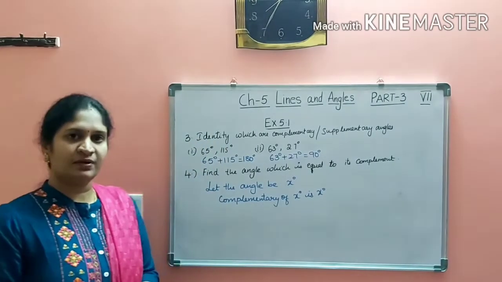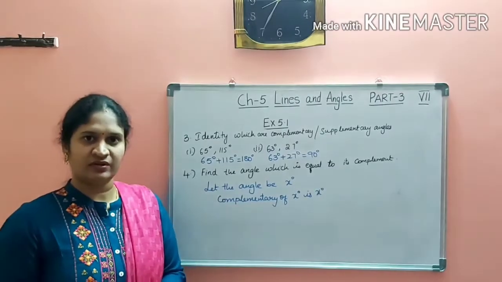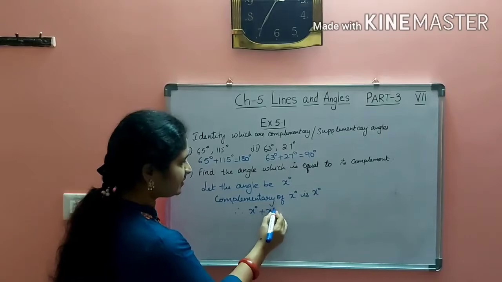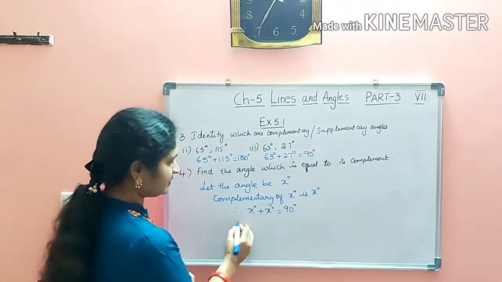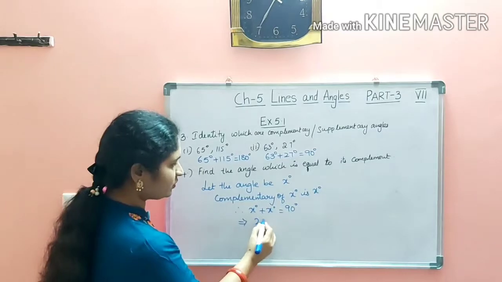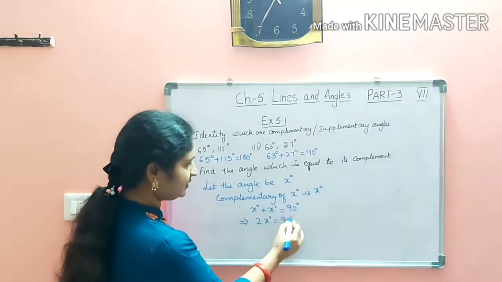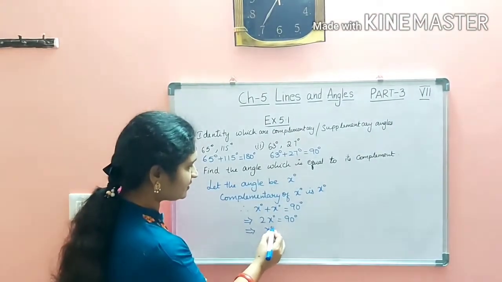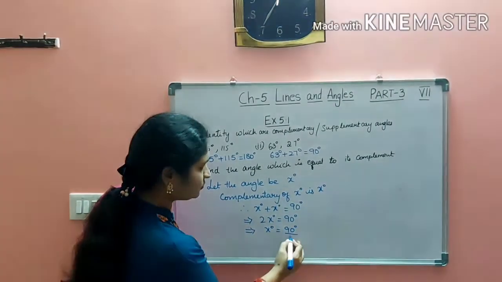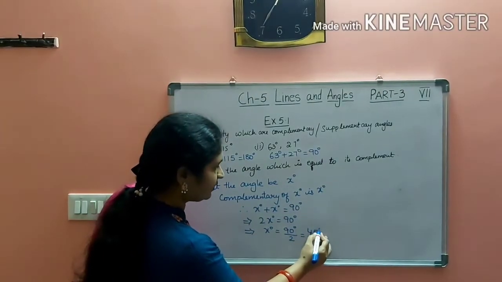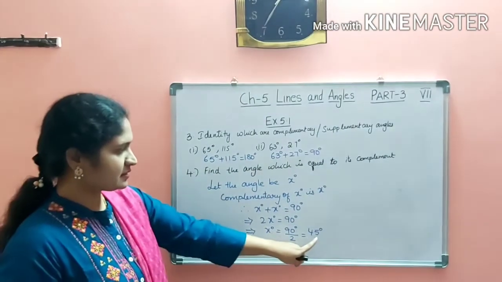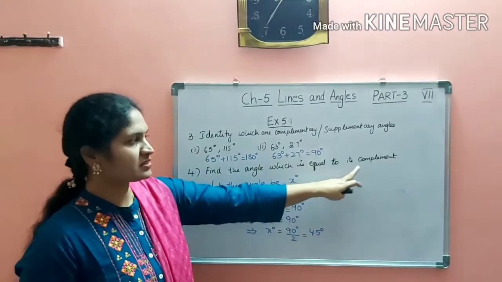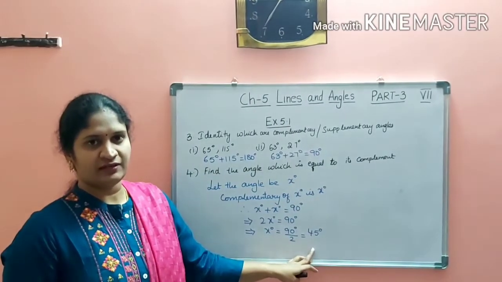If two angles are complementary angles, their sum should be equal to 90 degrees. So what happens here? Therefore, x degrees plus x degrees is equal to 90 degrees. x degrees plus x degrees is 2x degrees is equal to 90 degrees. Transpose 2 to right hand side. So x degrees is equal to 90 by 2, which is equal to 45 degrees. So what we can conclude here, the angle which is equal to its complementary angle is 45 degrees.